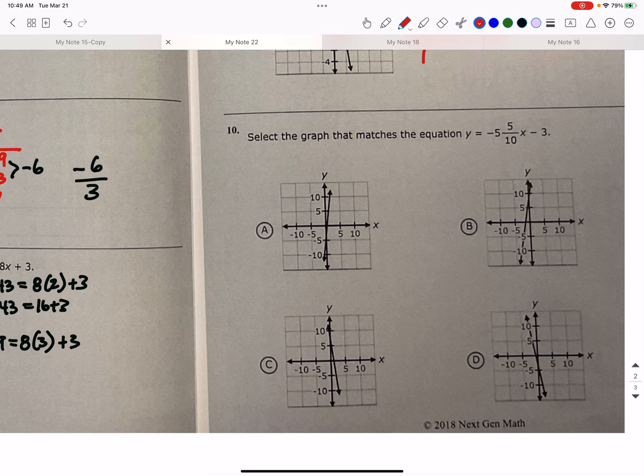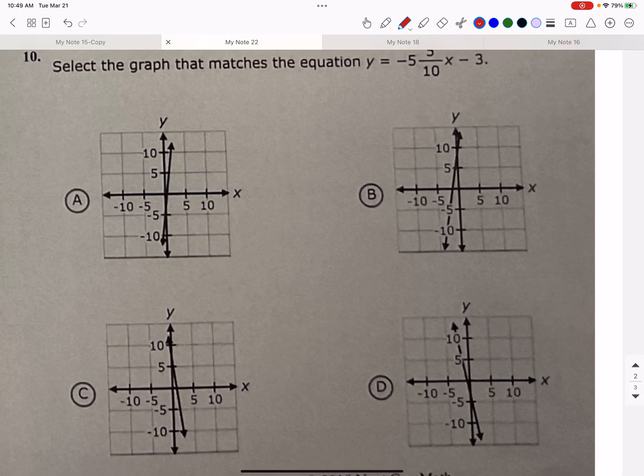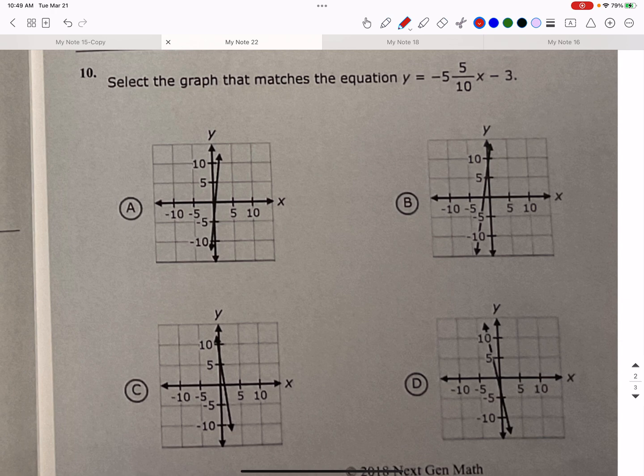Let's see. Select the graph that matches this equation. This probably looks confusing, but let's see. Here's the slope, right? Is the slope going up or down? It's a negative. So which of these lines is going down? And which of these lines shows that they start at negative 3?